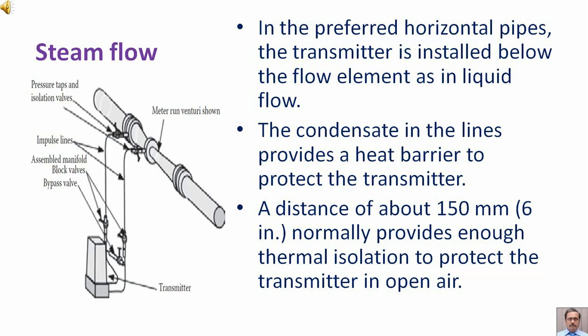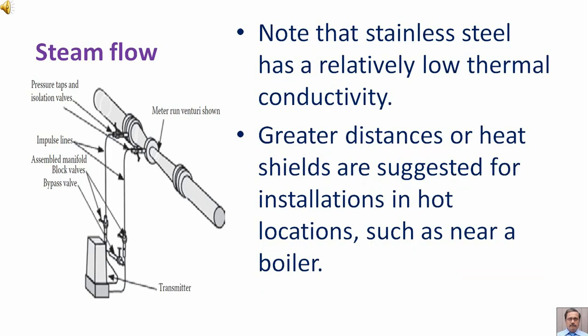A distance of about 150 millimeters, that is 6 inches, normally provides enough thermal isolation to protect the transmitter in open air. Note that stainless steel has a relatively low thermal conductivity. Greater distances or heat shields are suggested for installation in hot locations such as near a boiler.